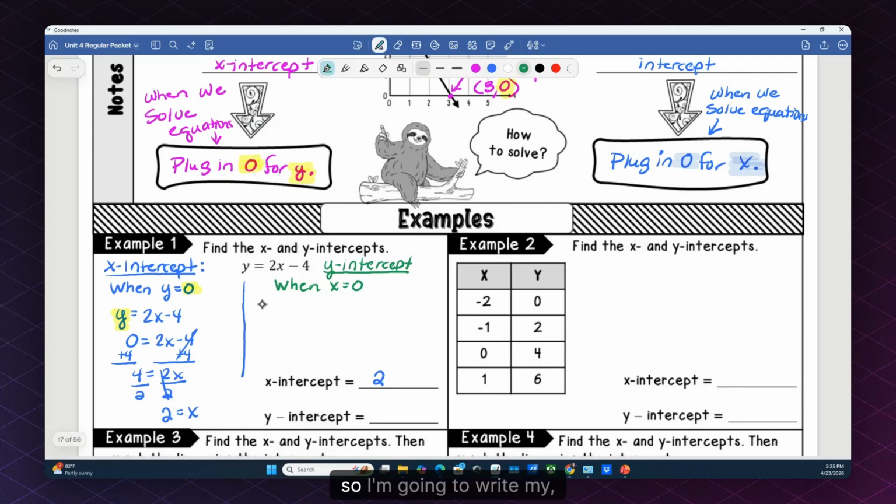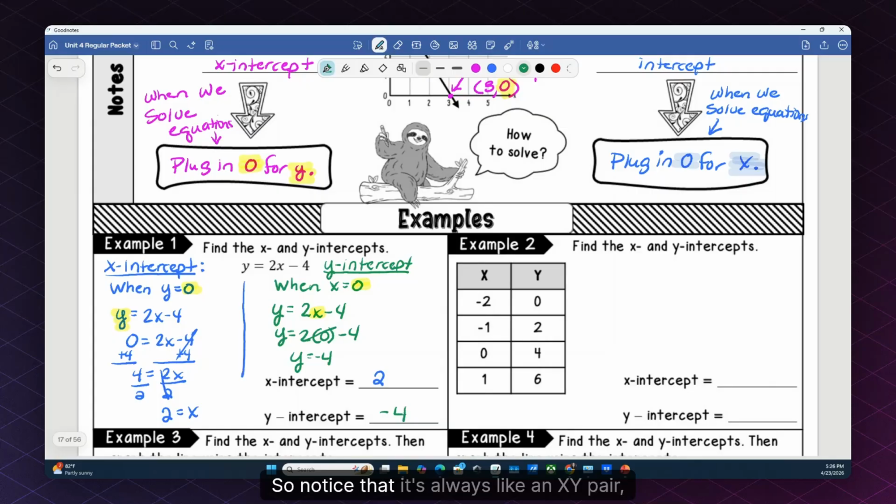So I'm going to write my equation over again. I got y equals 2x minus 4. But we just said my x equals 0, so I'm going to plug that in here for that x. So I get y equals 2 times 0 minus 4, and it's one of our most favorite things. This is just going to cancel out, and we get y equals negative 4. So my y-intercept is negative 4.